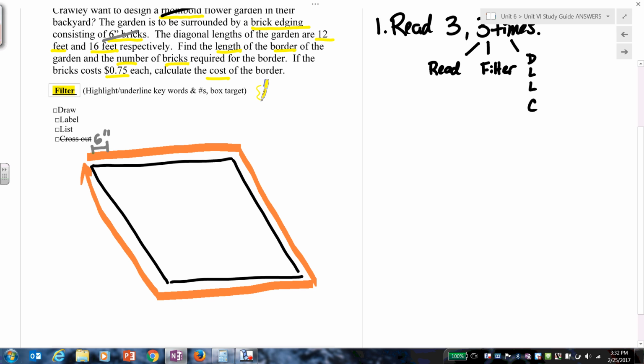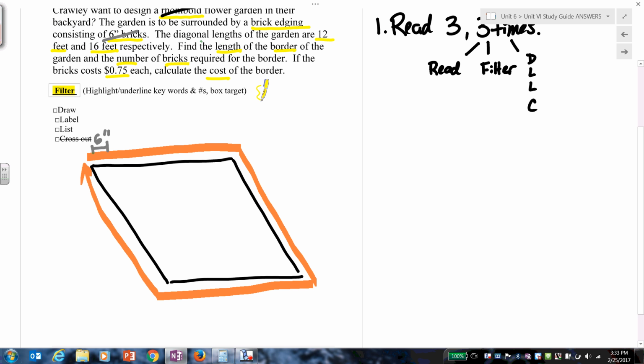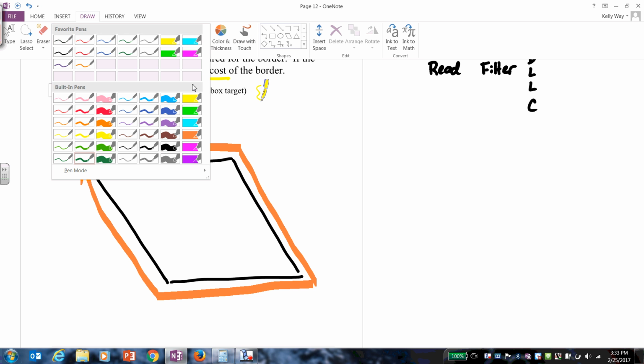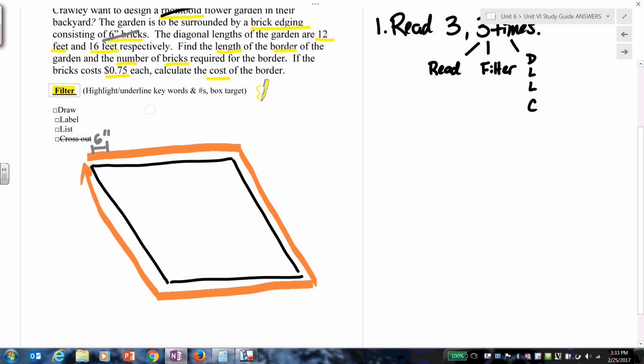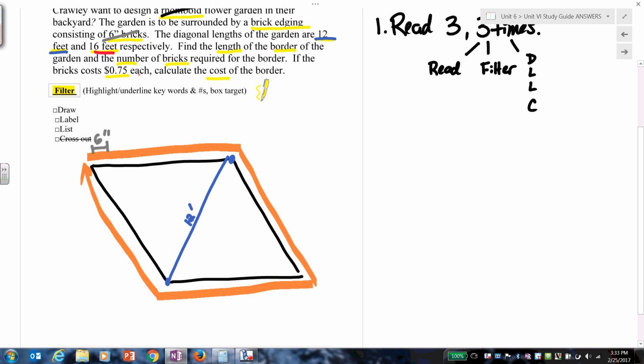Cross that out. We have diagonal lengths, and diagonal means connecting corner to corner. We have a shorter and a longer. It's best to draw this according to scale. 12 feet, that's the shorter one. So I'm going to go the shorter distance. That's 12 feet. And then here, 16 feet is the longer one.